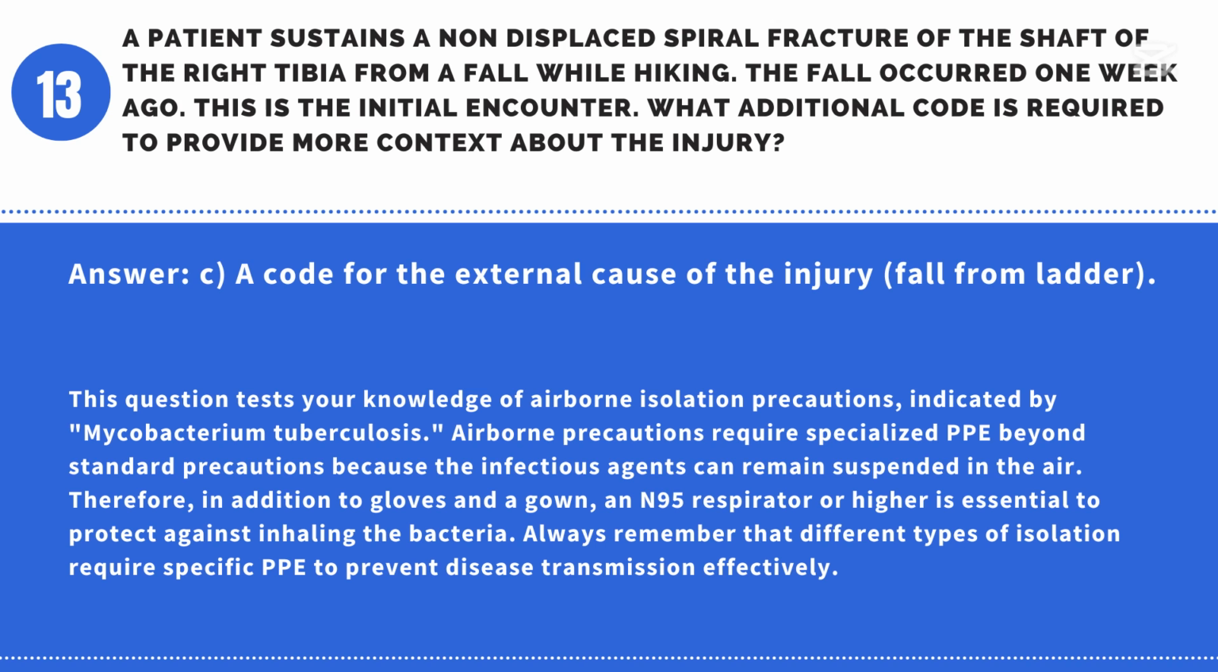This question highlights the importance of external cause codes, V, W, X, Y codes, in injury coding. For injuries like fractures, an external cause code is required to describe the circumstances surrounding the injury: how it happened, the external cause, the intent, the place of occurrence, and the activity. In this case, coding the fall from a ladder provides crucial information about the mechanism of injury. This information is vital for injury prevention and research.